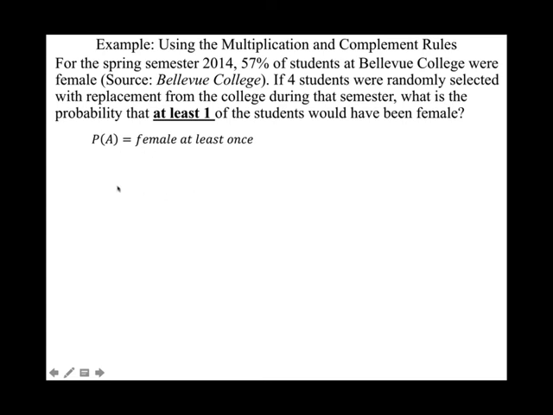Think about it. What is the complement of A? At least once, the complement of it will be no female at all, right? None of them are female. So if none of them are female, that means we want to get all male. We want to pick 4 students, it's going to be all male. So use the probability formula. Think about what you're going to put in here.